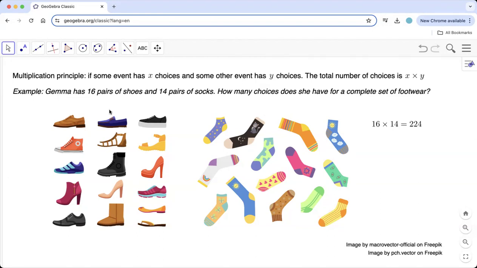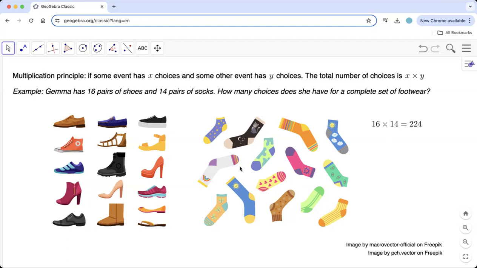So if we have an example, Gemma has 16 pairs of shoes and 14 pairs of socks. How many choices does she have for a complete set of footwear? Well, you probably guessed the multiplication principle means we're just going to take 16 times 14. It's going to give us 224 different combinations of shoes and socks that she could possibly wear.